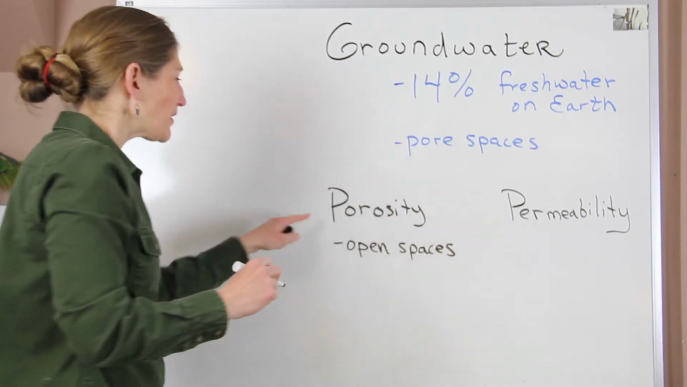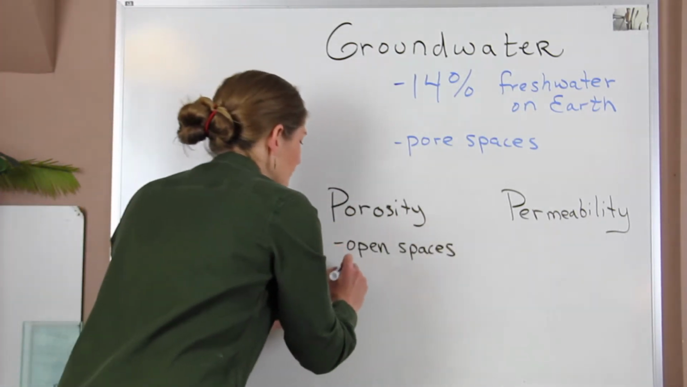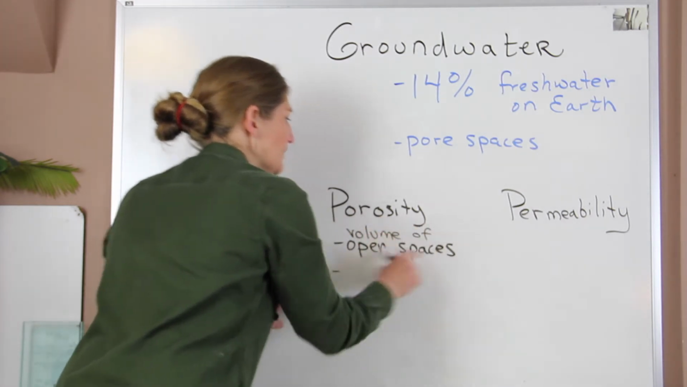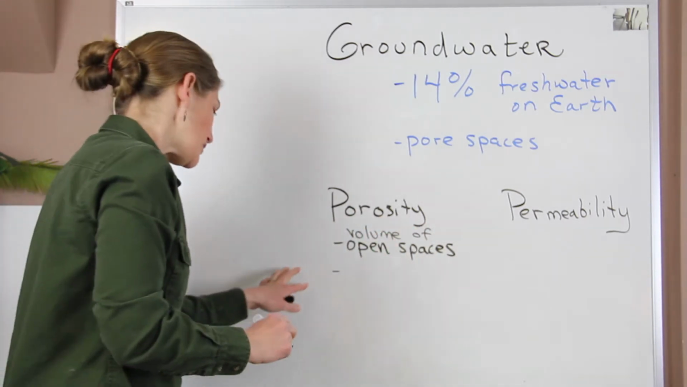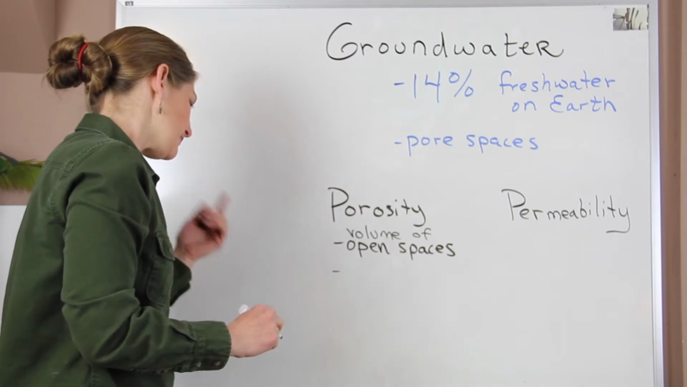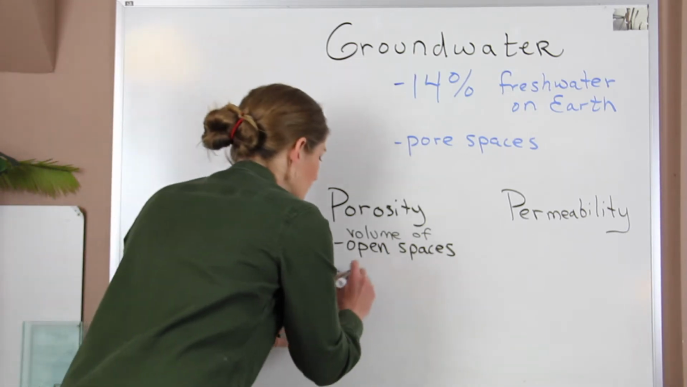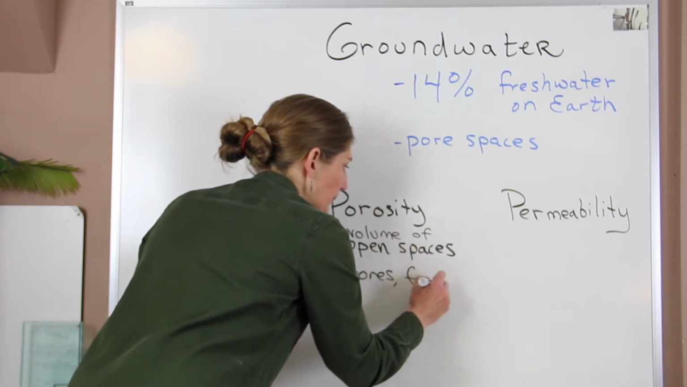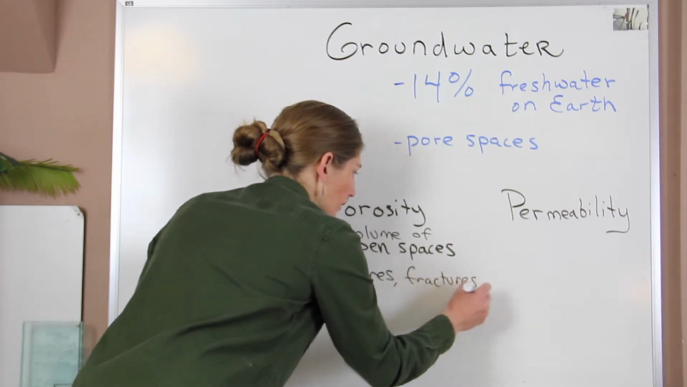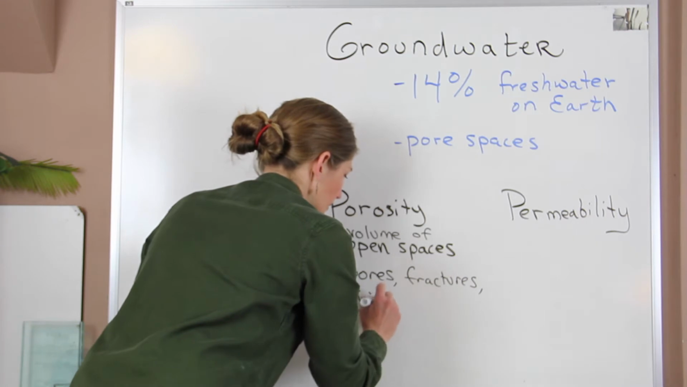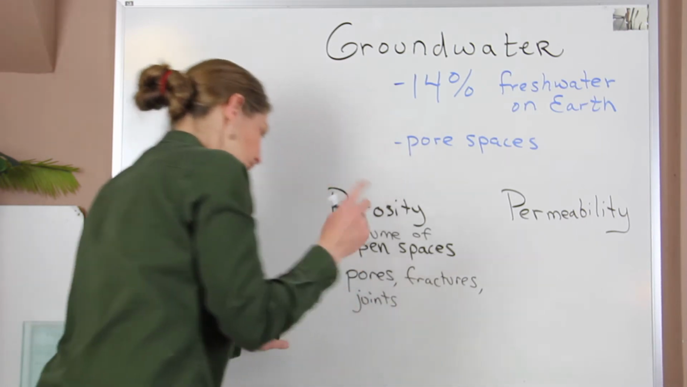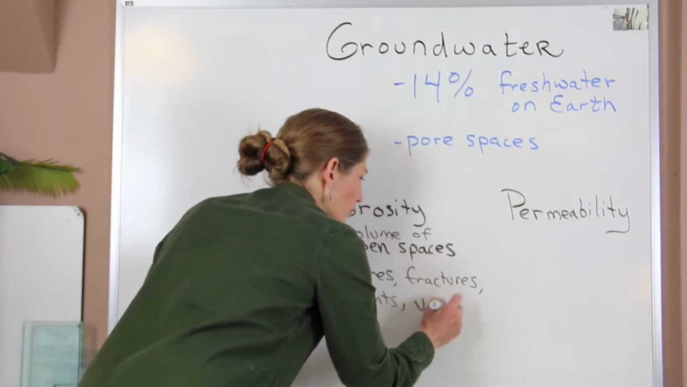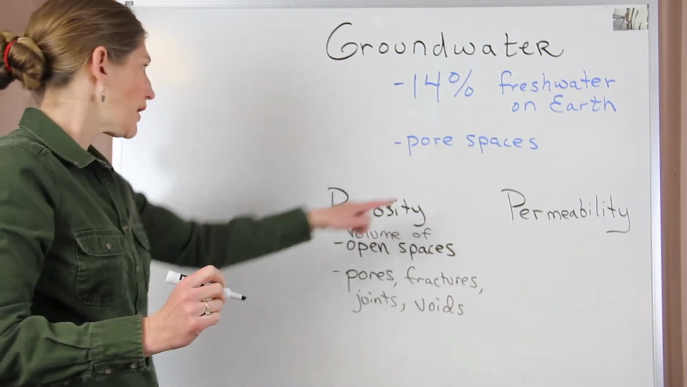And when we talk about a specific definition, this is the volume of the open spaces within a rock. So these include any pore spaces, any fractures, joints, or different dissolution pockets, and we'll just call those different voids or cavities within the rock.